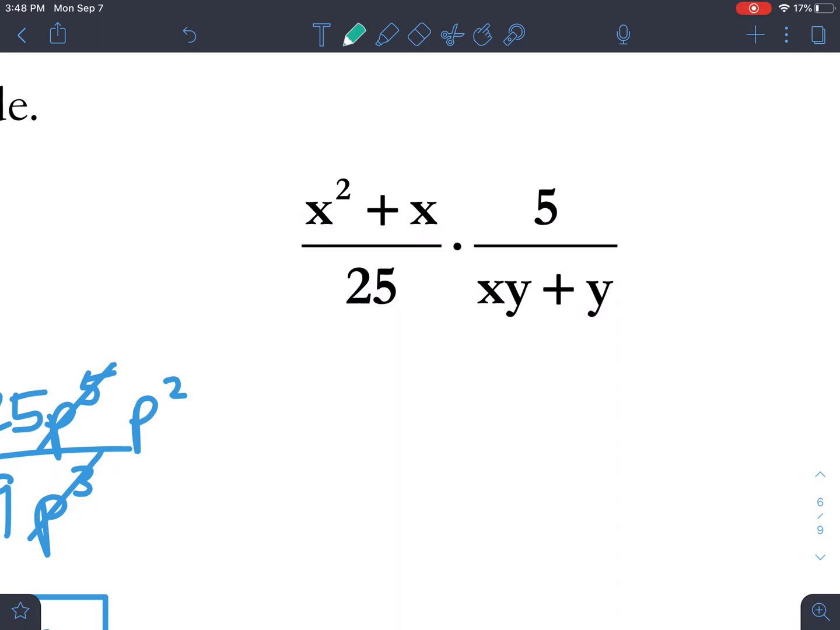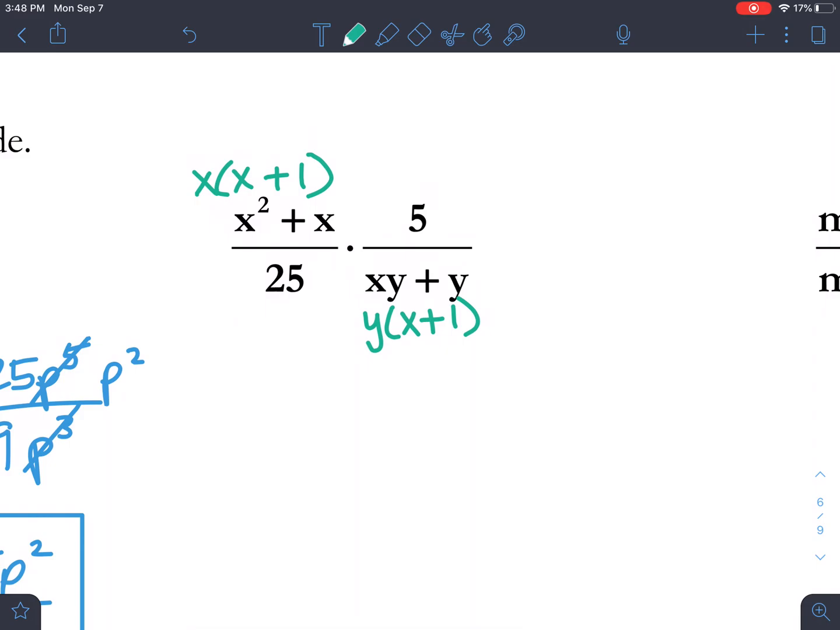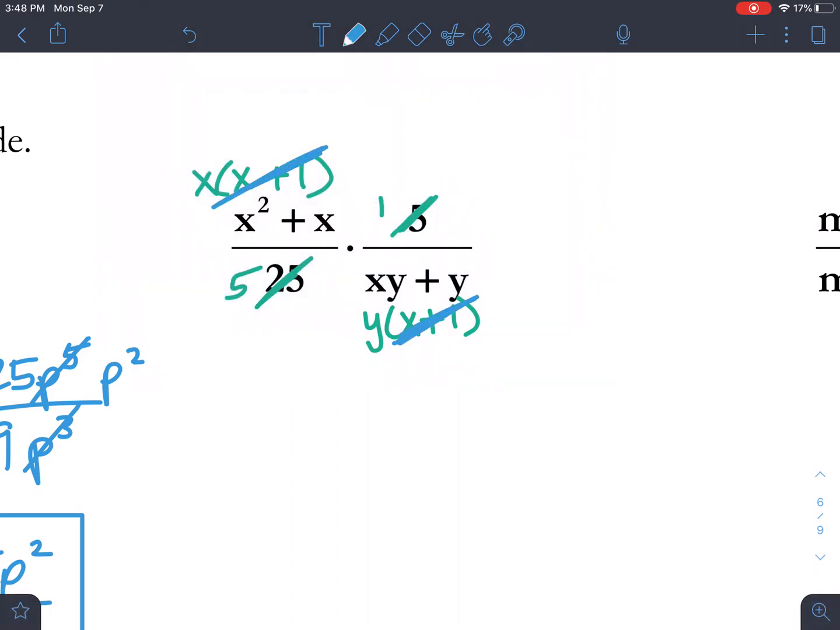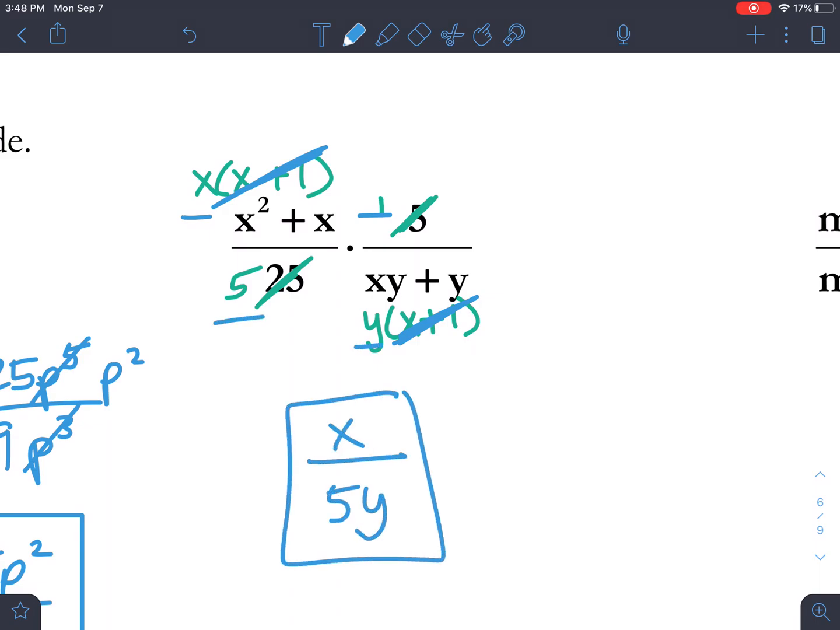So x squared plus x. We've got a GCF of x. xy plus y. We've got a GCF of y. And notice we are multiplying. So pretty much we're good to go here. Again, anything numerator, denominator, no matter what side is good to cancel. So 25 and 5 could cancel. And then again, even though they're not in the same fraction, we have numerator, denominator. I said that backwards, but denominator and numerator canceling. And now we just have x and 1 over 5y is our final answer.